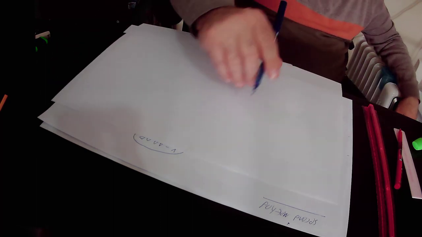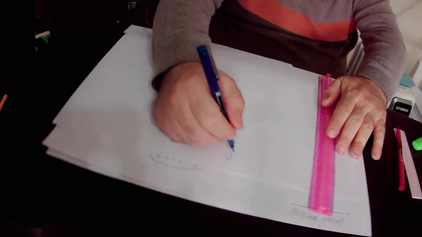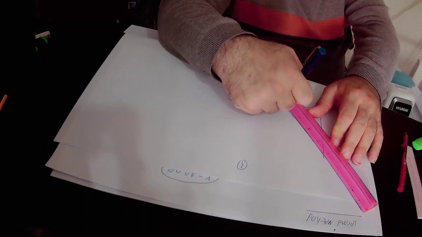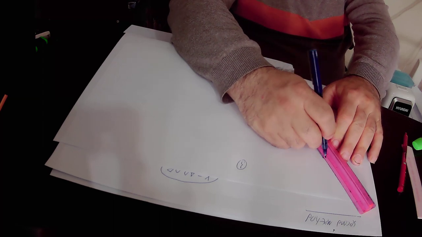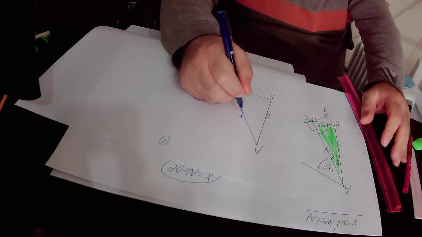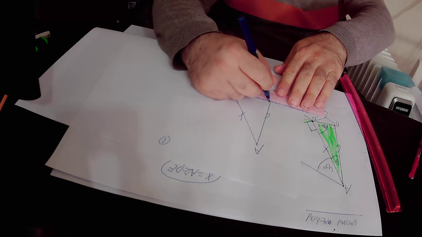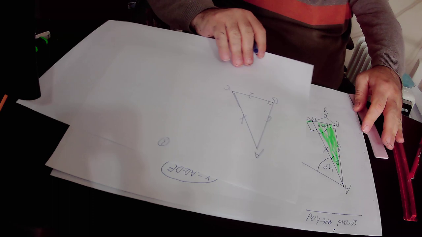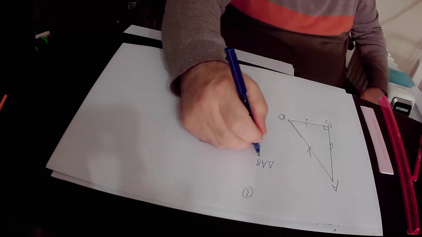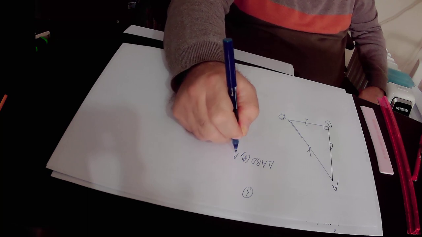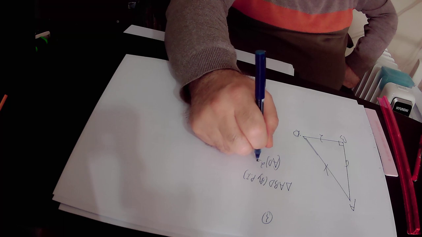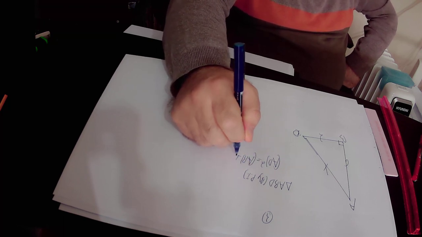According to the Pythagoras theorem, this is the right triangle ABD. In the right triangle ABD, according to the Pythagoras theorem, PT is the abbreviation for Pythagoras theorem. The square of the hypotenuse equals the sum of the squares of the perpendicular sides, that is to say, AD squared equals AB squared plus BD squared.